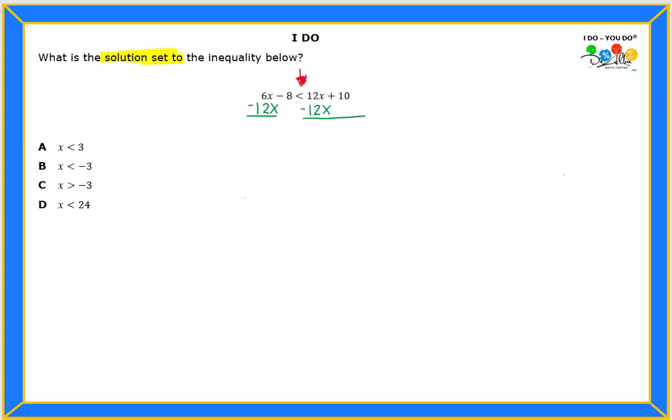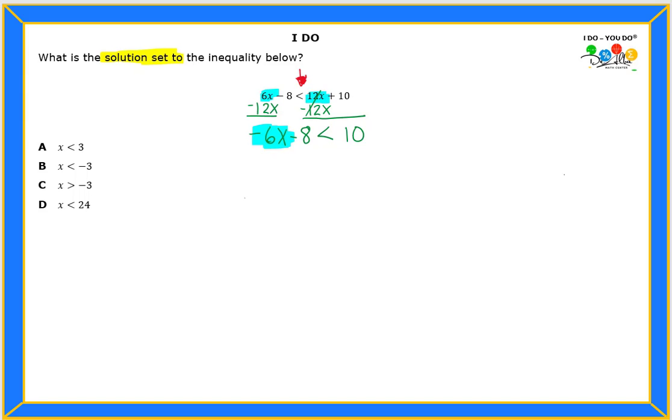right? Okay, so 6x minus 12x gives me a negative 6x, minus 8 less than, of course, my 12x cancels, and I have a 10, right? So now it's looking better because my variable is only on one side. Notice how here my variables were on both sides, and now it's just on one side. Okay, so that's pretty good, right?